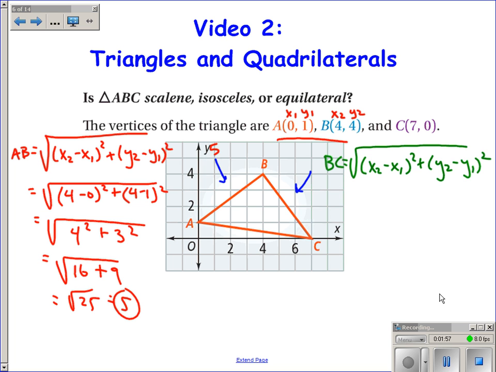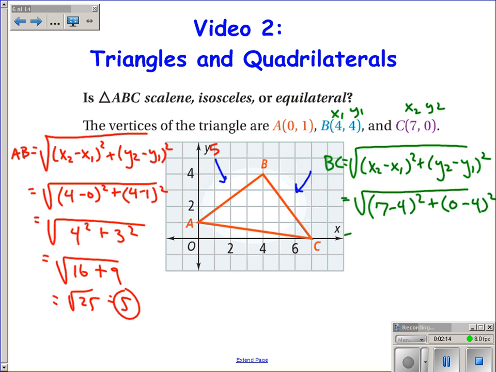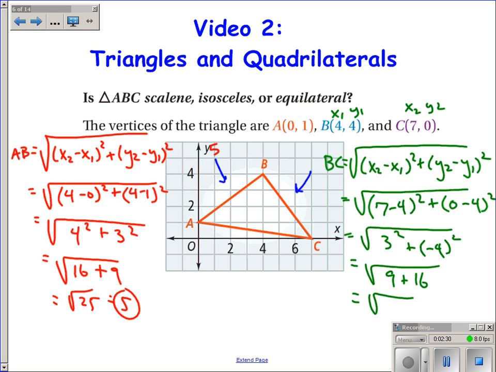Now BC, x1, y1, x2, y2. I get 7 minus 4 squared plus 0 minus 4 squared. 7 minus 4 is 3 squared. 0 minus 4 is negative 4 squared. 3 squared is 9 plus, be very careful with negatives in the distance formula, negative 4 times negative 4 is a positive 16. And so both lengths are 5, and so it is an isosceles triangle.